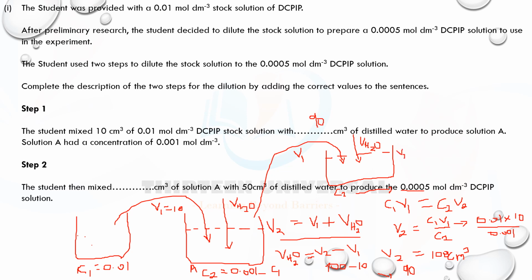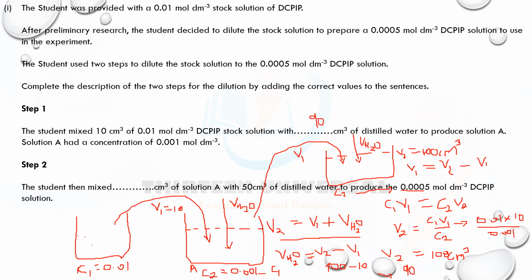So by the time I add, you don't need to solve this question. You just need to get V1, right? V2 is already 100 cm cube. Do you see how simple it is? But if you want to check, if V2 is 100 cm cube, what will be my V1? V1 won't it be V2, which is that 100, minus the volume of water? That's V2 minus volume of water.